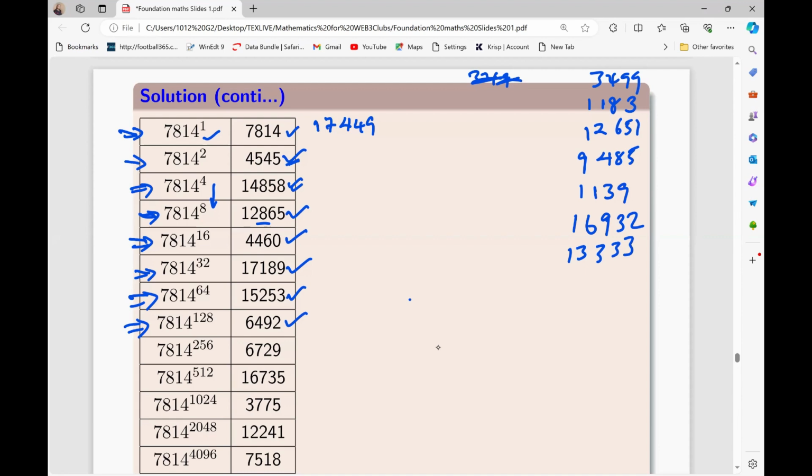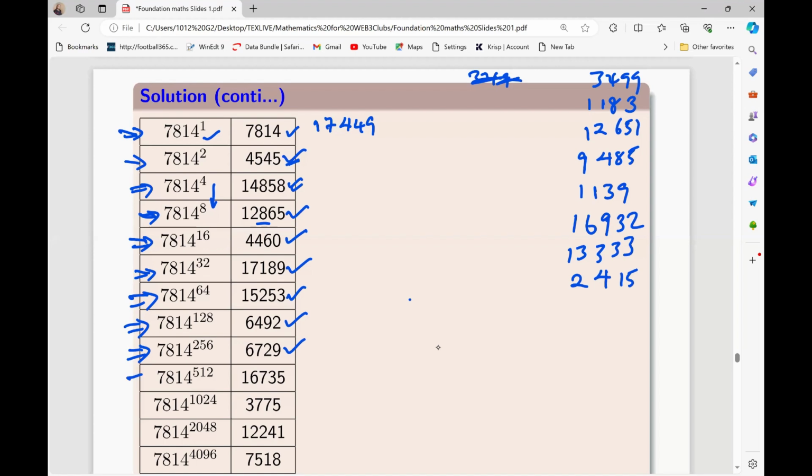Square that line to get the next line. 42,146,064. Divide that by our divisor, which is 17,449. It goes there 2,415 times. What is the remainder? After going there 2,415 times, the remainder is 6729.